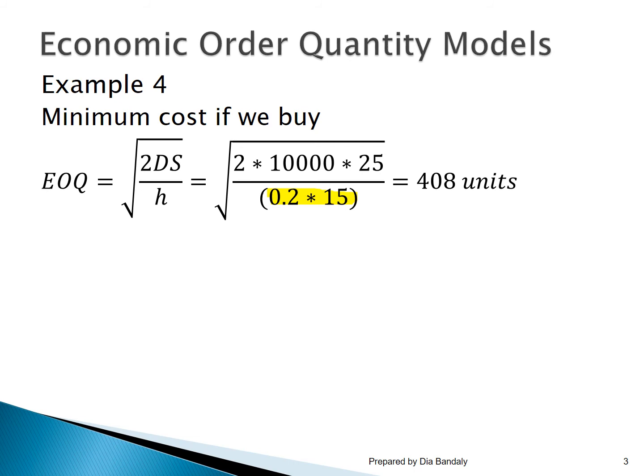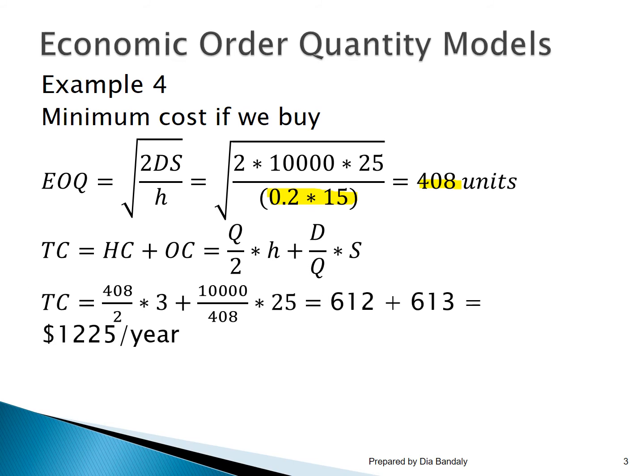And now we can use that in the EOQ formula and we find it to be 408 units. Now we are ready to find the associated total cost, which we know is equal to the sum of the holding and the ordering cost. Plugging these figures in the formula, we find that the total cost associated with ordering the optimal quantity is $1,225 per year.